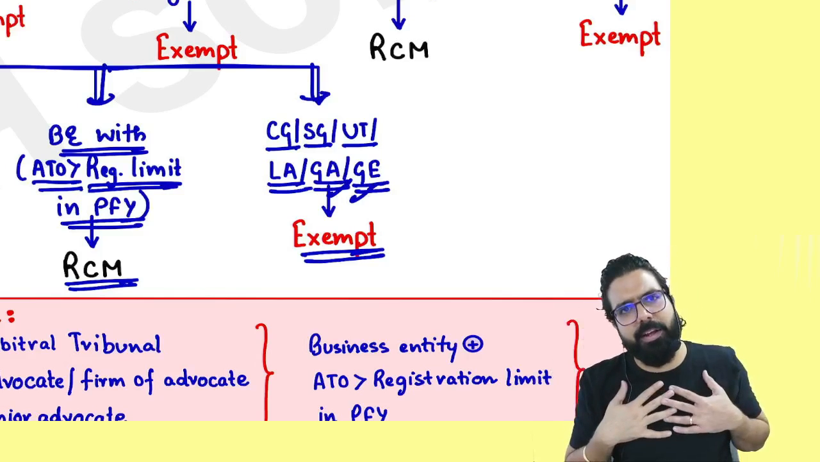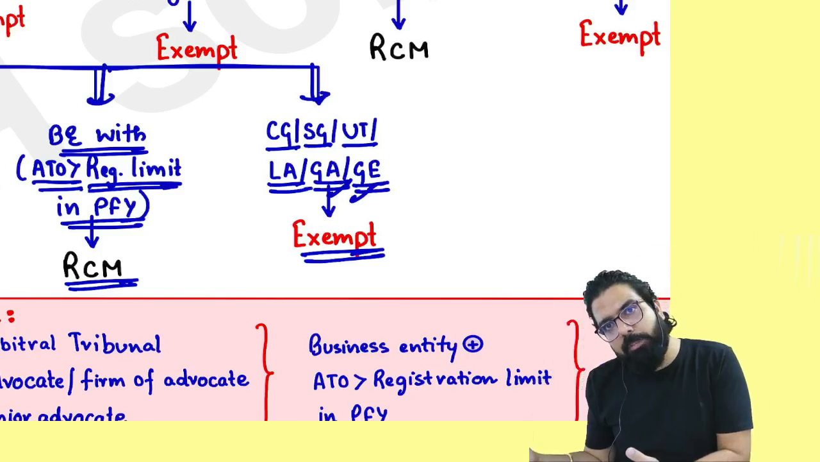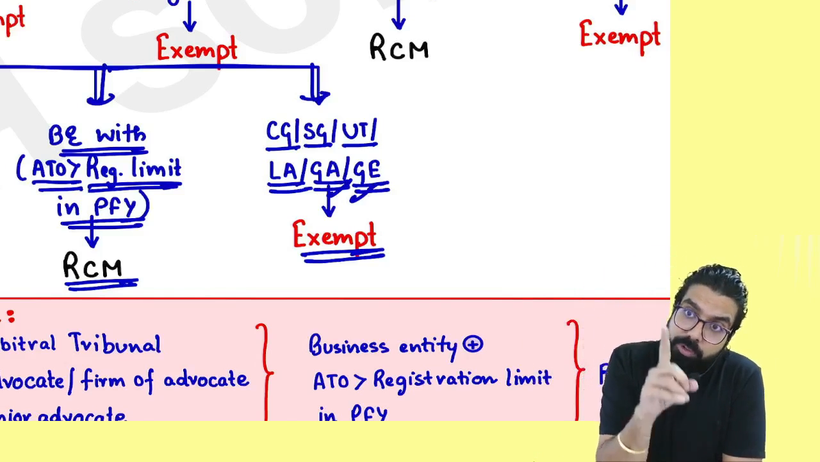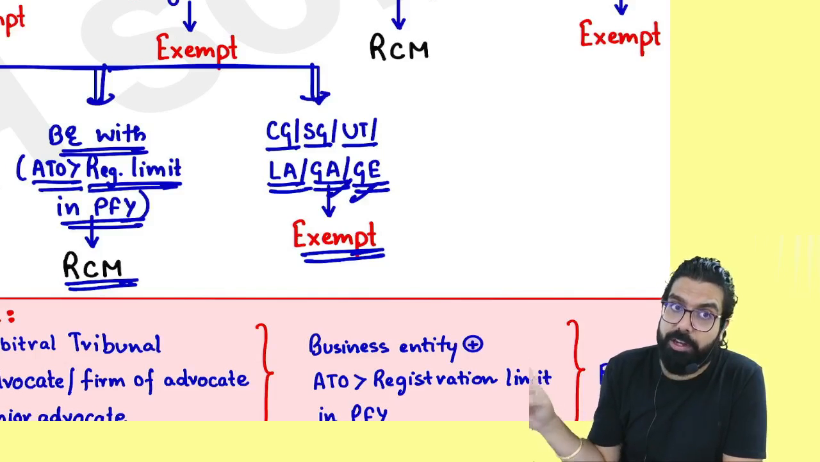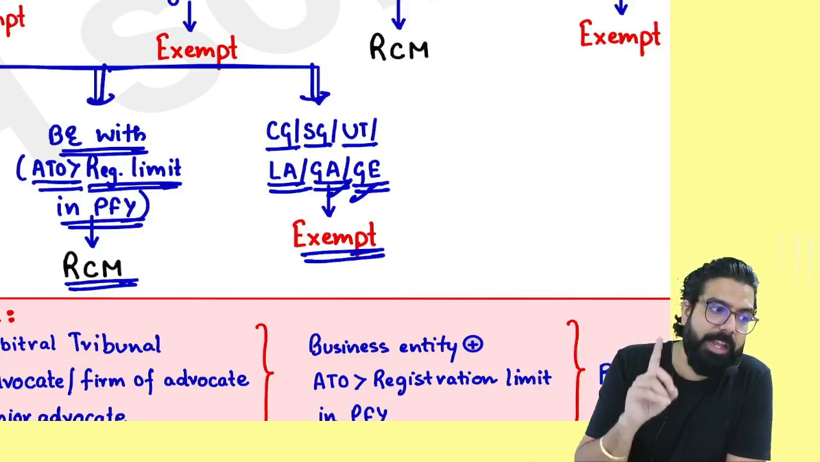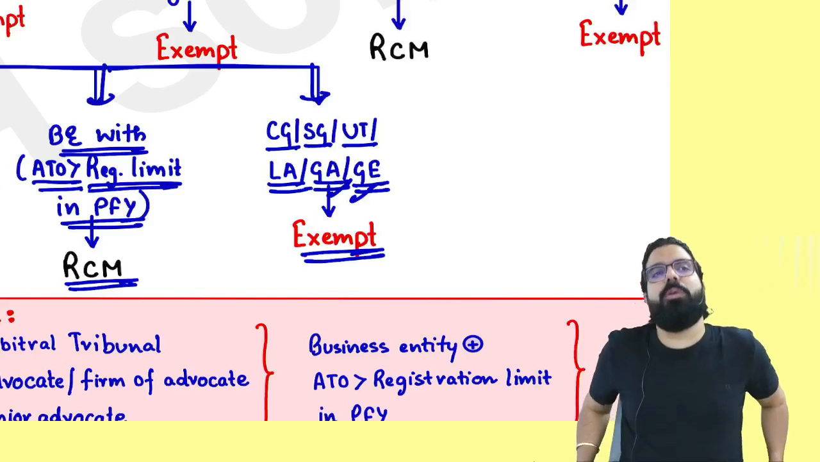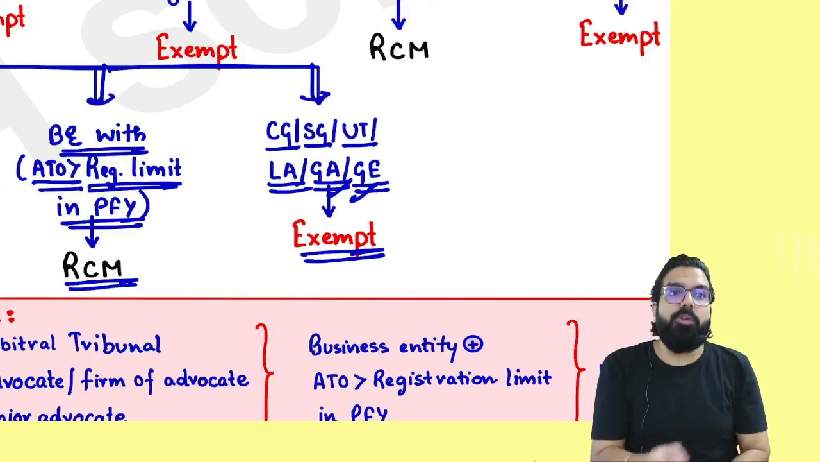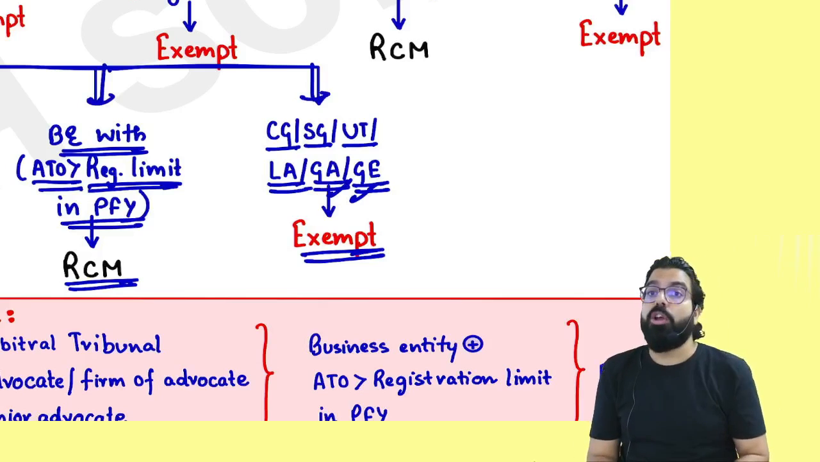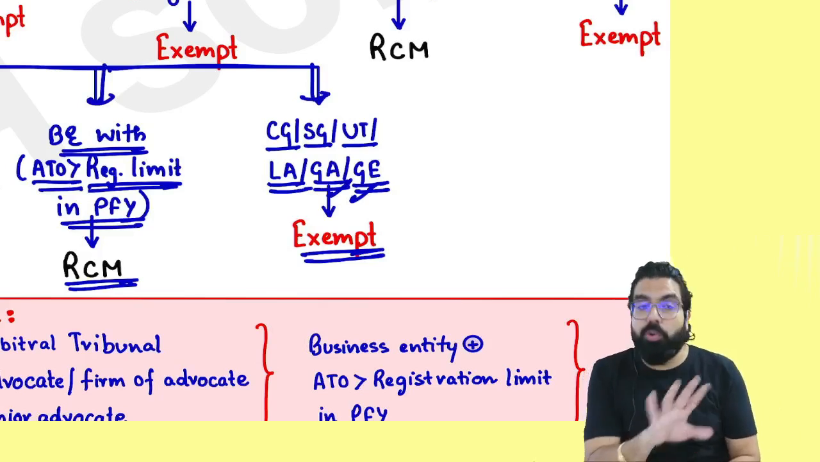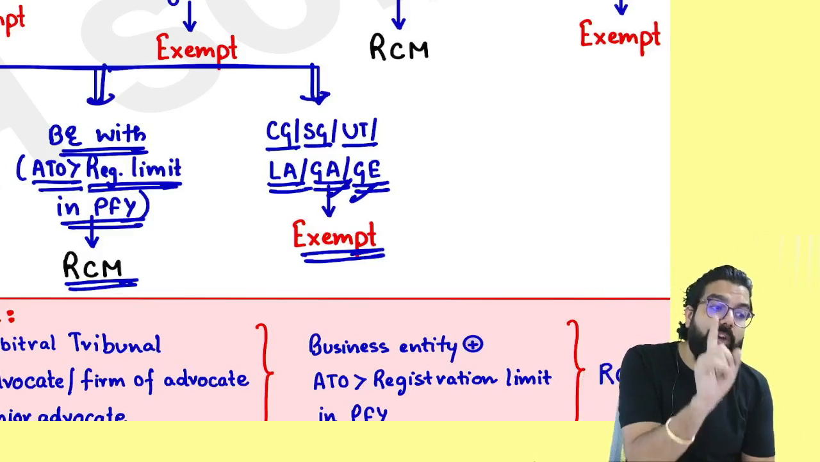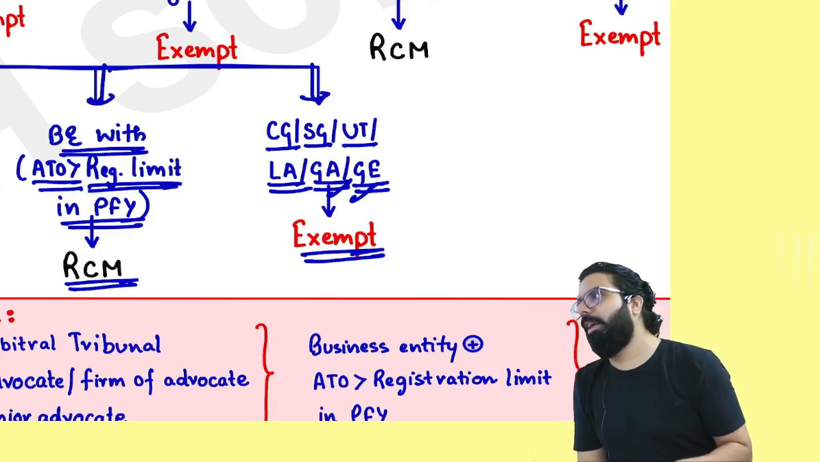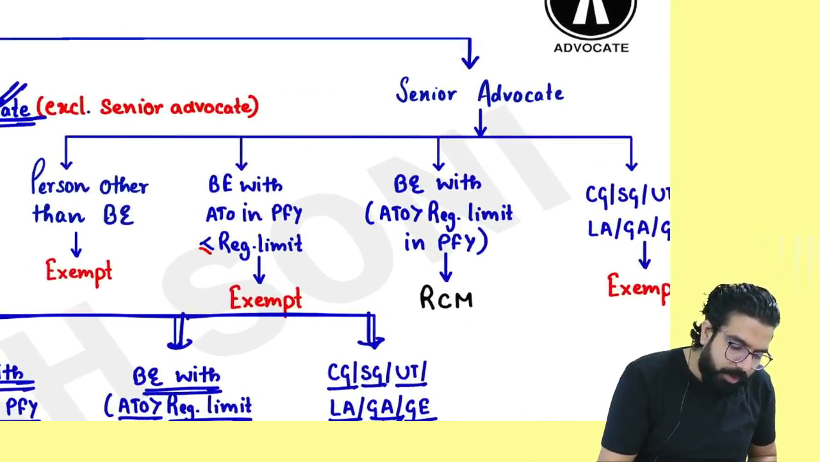If I am a business entity whose last year's turnover is more than the registration limit, always remember, you have to see the last year's turnover. If last year's turnover is more than the registration limit, then RCM. One point students always ask me: sir, advocate giving services to a business entity, what about current year turnover? Don't see current year turnover. Sir, what about voluntary registration? Don't see voluntary registration. The only thing you have to see is whether last year's turnover is more than the registration limit; then you have to pay GST under RCM.